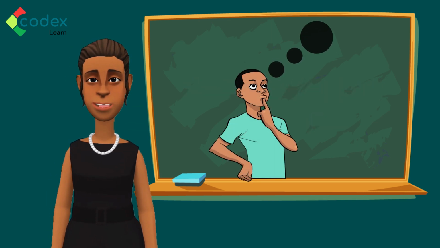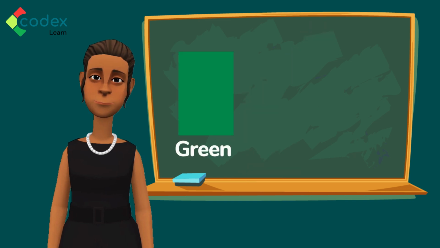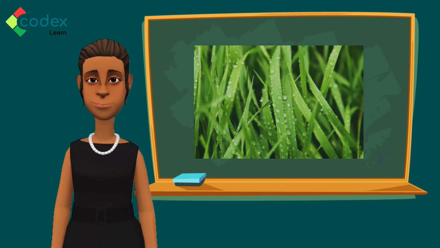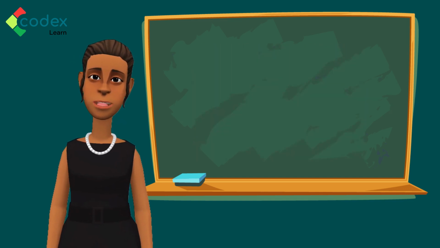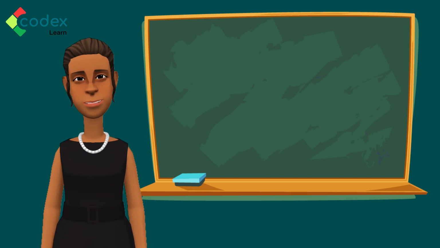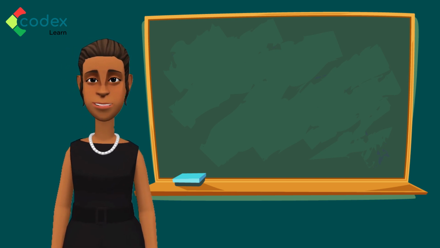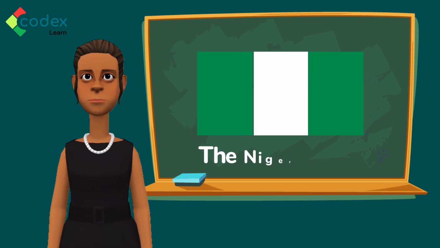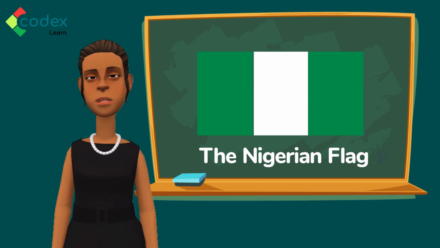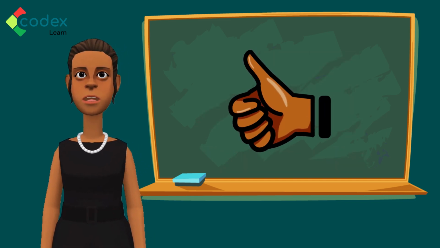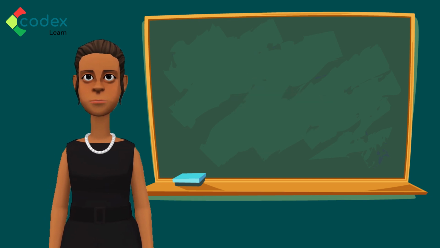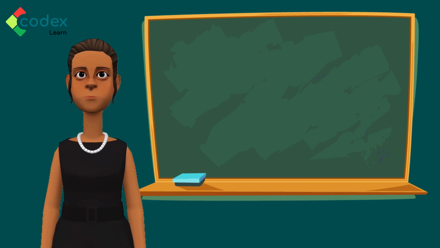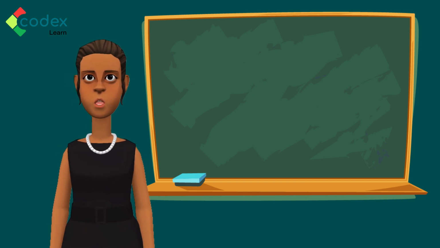What comes to your mind when you see these colors? Green, white and green. The grass? A candle? You won't be wrong if you said any of these things, but what significance does it have when we put them together like this? Did someone say the Nigerian flag? You're very correct. Isn't it interesting that we can tell what something represents by looking at it, without it being spelled out? This is the power of symbols.